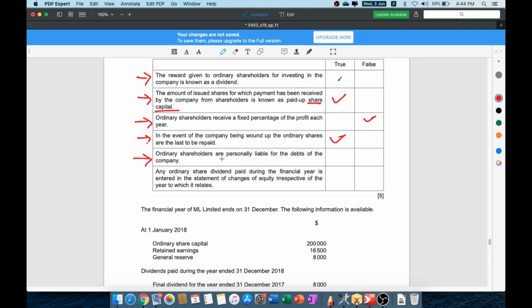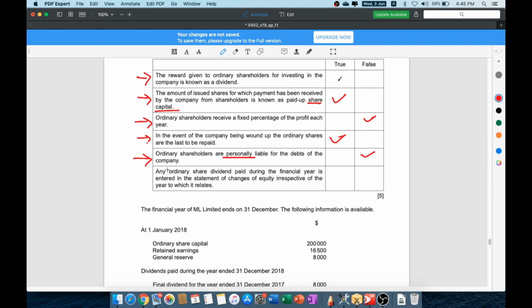Ordinary shareholders are personally liable for the debts of the company. That is not true, because no shareholder is personally liable for whatever the company is doing. So that is false.